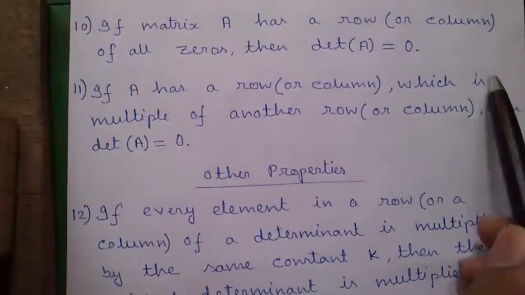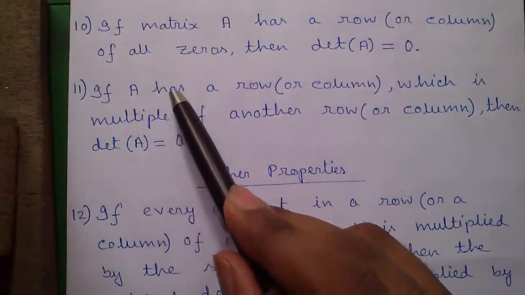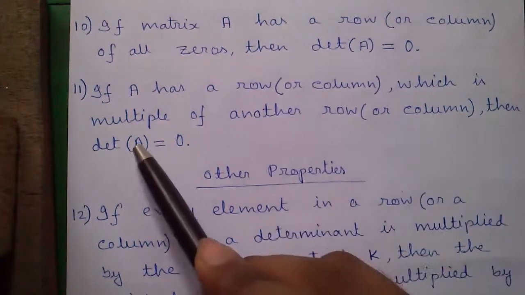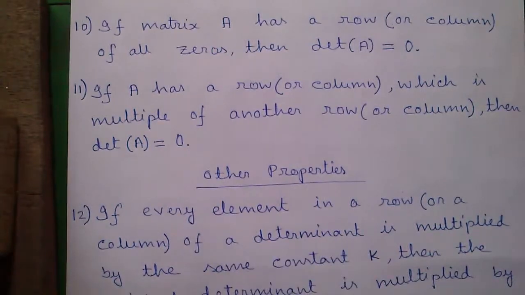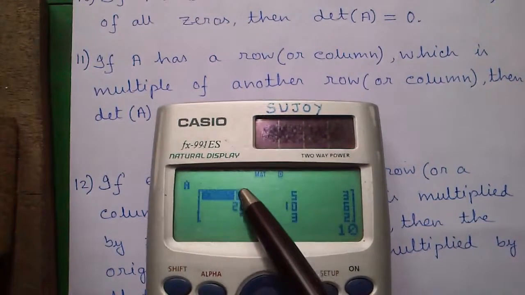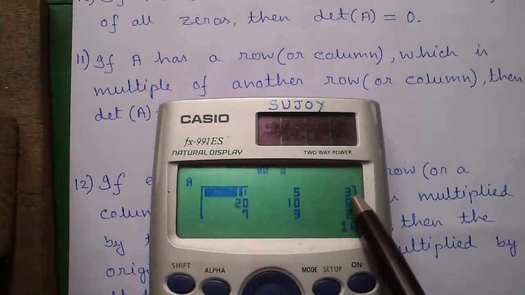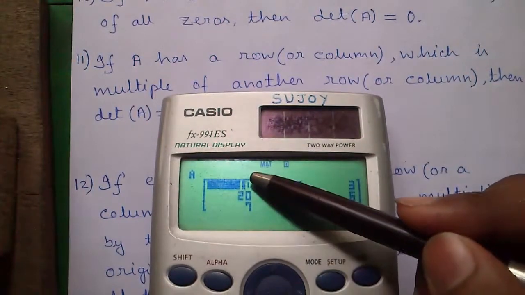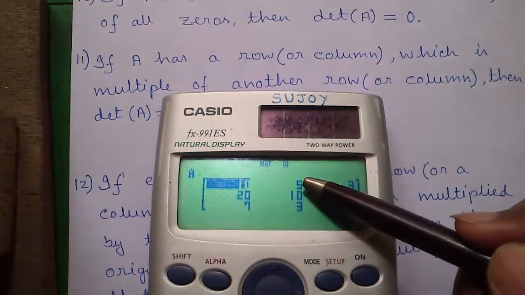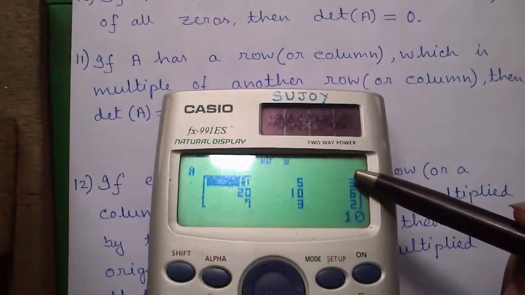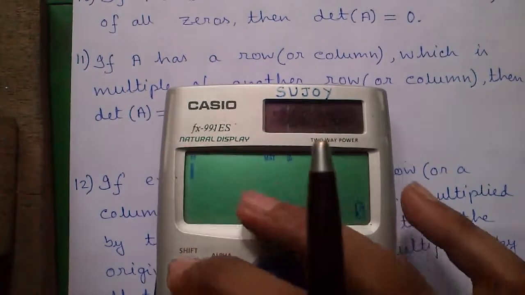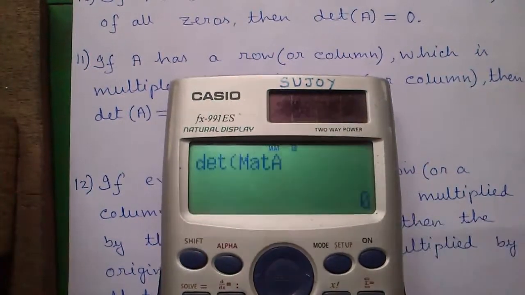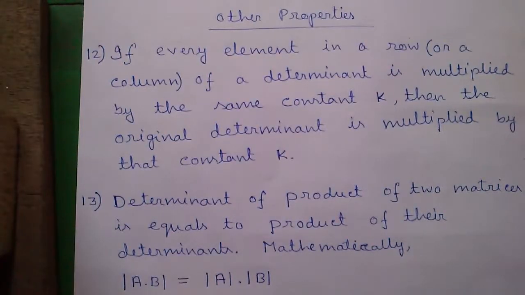So let's start. The 11th property: if A has a row or a column which is a multiple of another row or another column, then the determinant of A equals 0. So we have matrix A where row 2 is a multiple of row 1 by 2. That means 10 into 2 is 20, 5 into 2 is 10, 3 into 2 is 6. So the determinant should be equal to 0. Yeah. So this was our property of zeros.